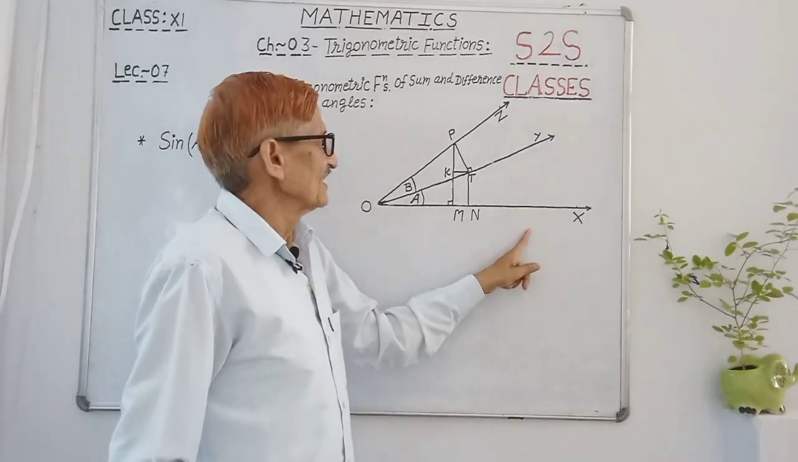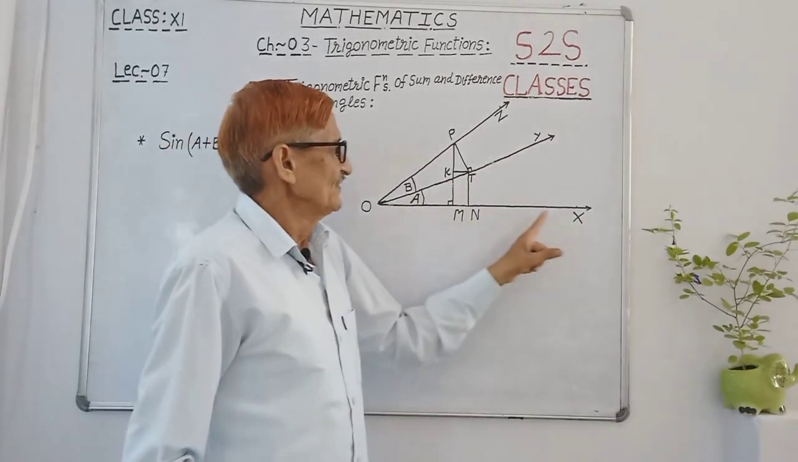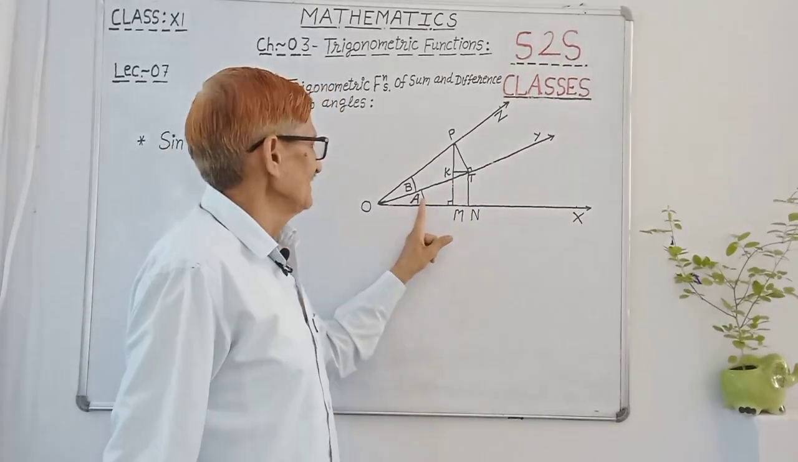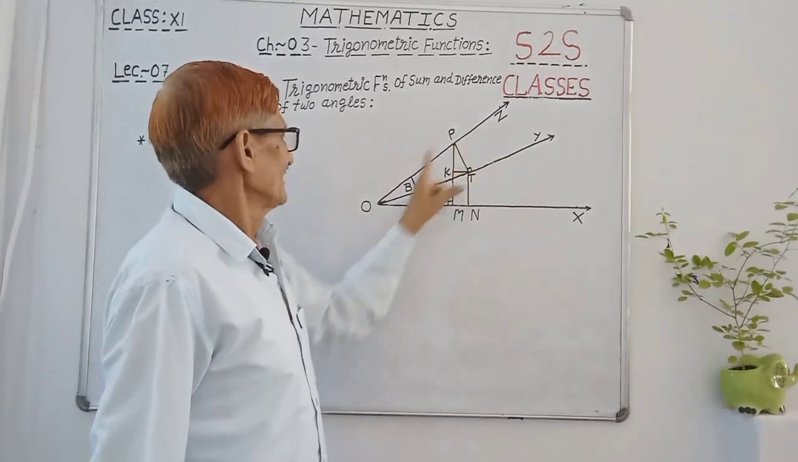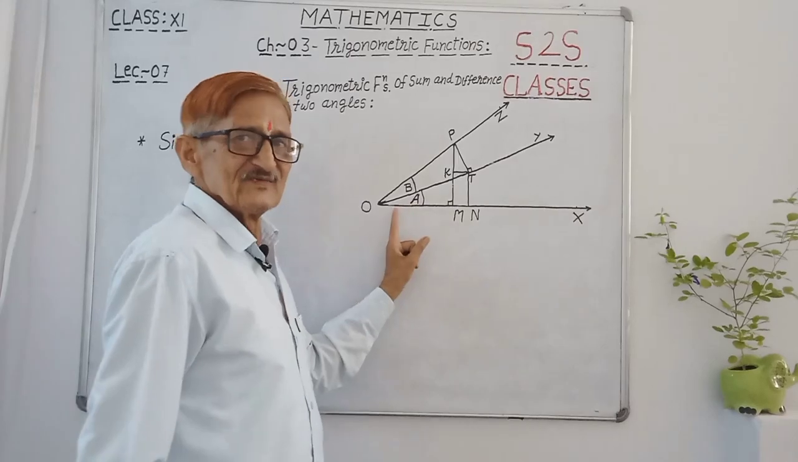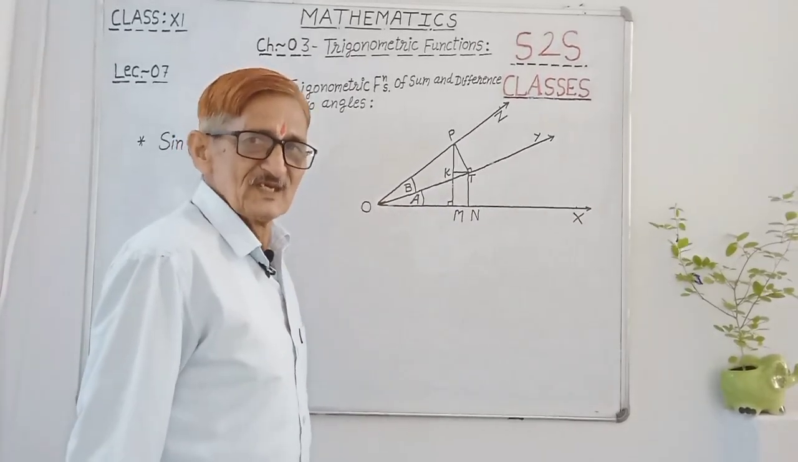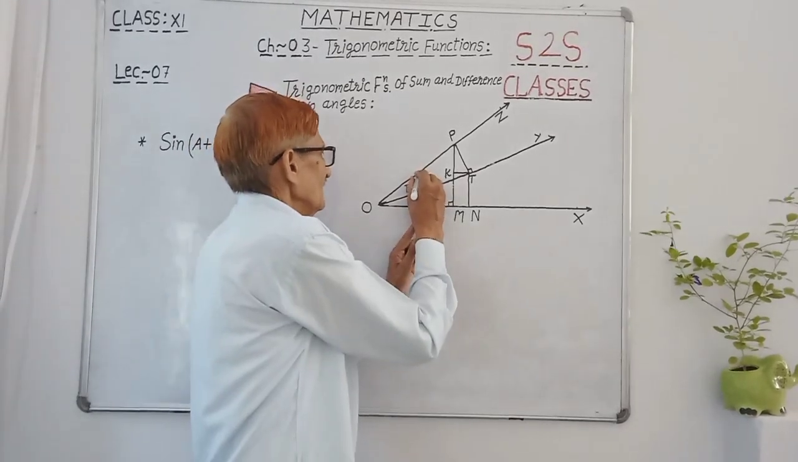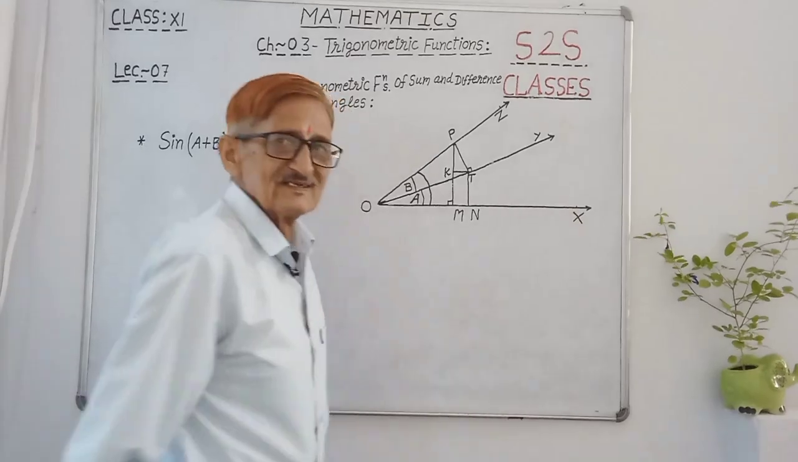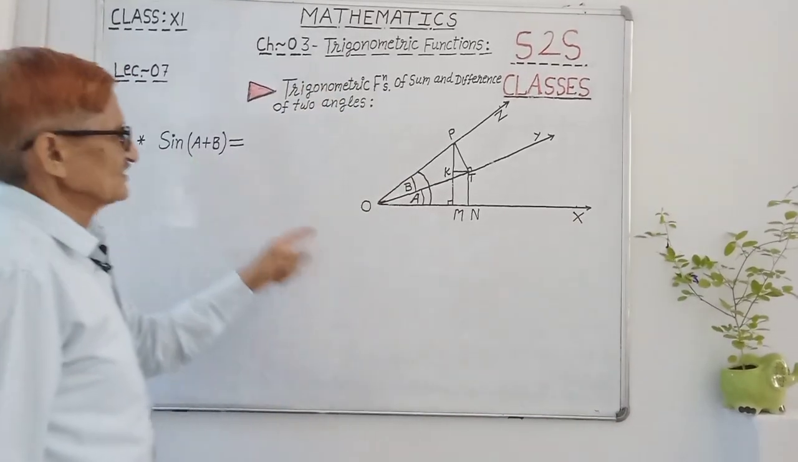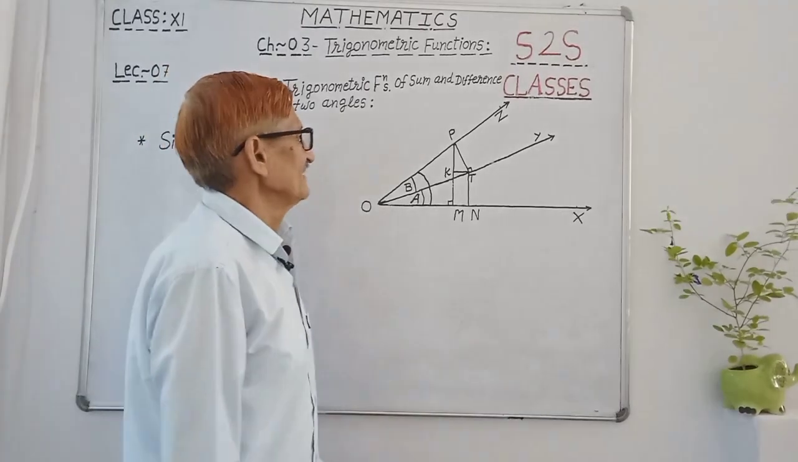these two angles: one angle is YOX, that is angle A, and let the other angle be ZOY. We have taken adjacent angles. These both, A plus B, will be the full angle ZOX, that is A plus B. Okay, now what is done here?